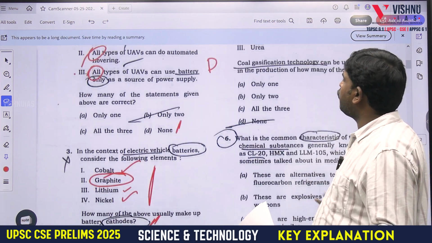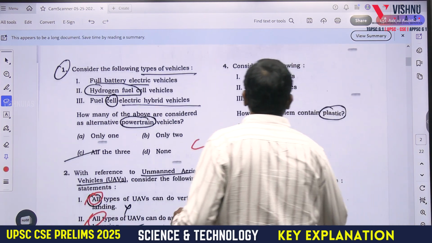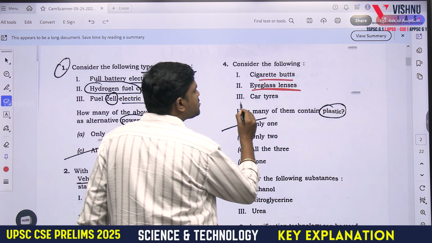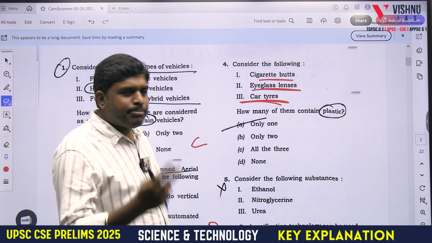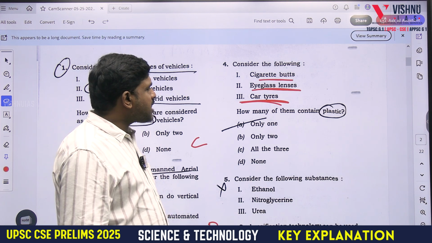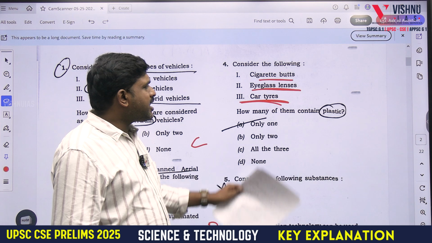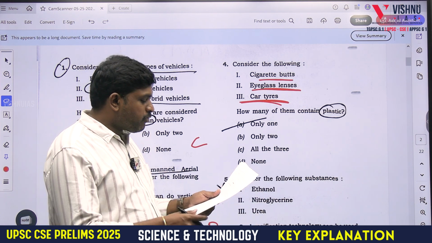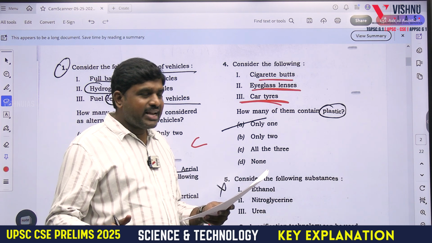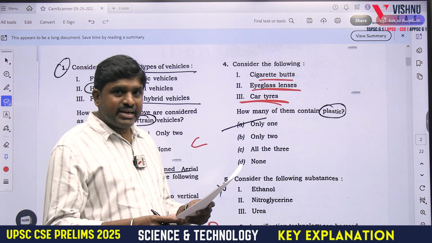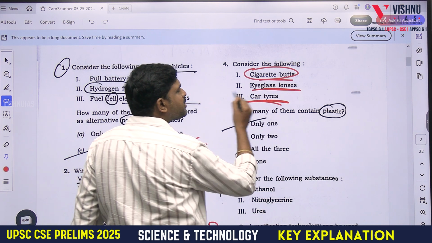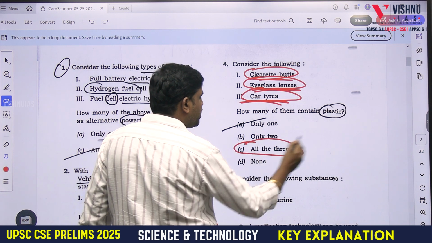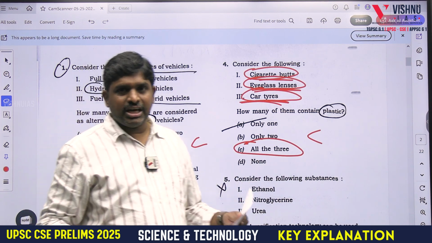And next coming to fourth, consider the following: cigarette butts, eyeglass lenses, car tires. How many of them contain plastic? In this, how many of them contain plastic is the question. So plastic constitutes of what? Fourth, cigarette butts, eyeglass lenses and car tires all contain plastics. Yes, cigarette butts also have the plastic, eyeglass lenses also have the plastic, car tires also have the plastic. So answer is C, all of the above. So fourth answer is C, all of the above.